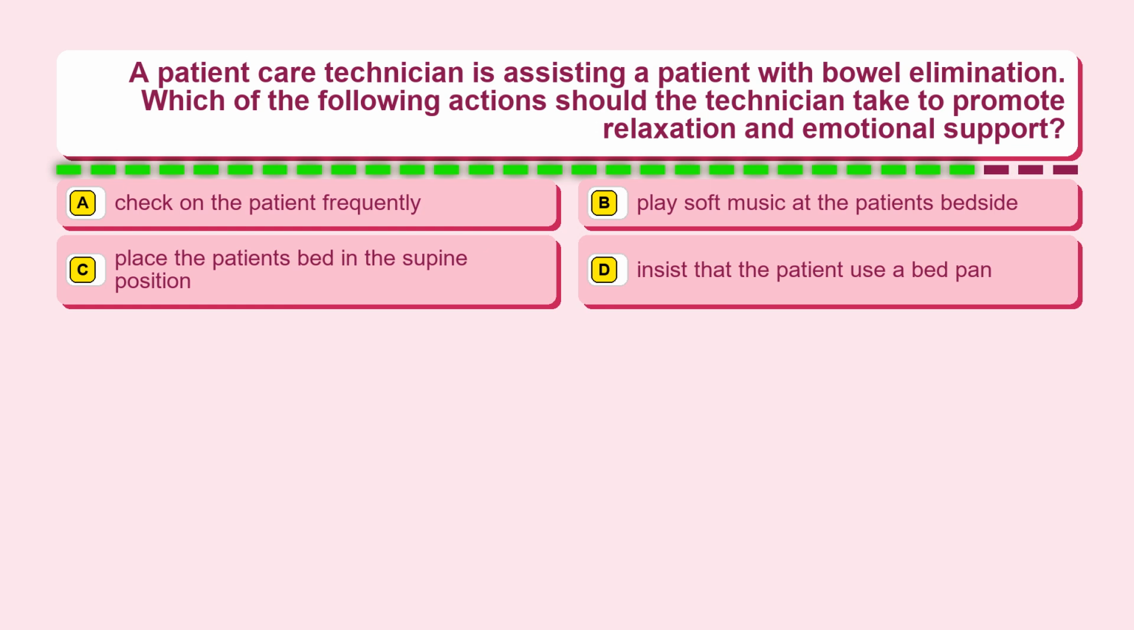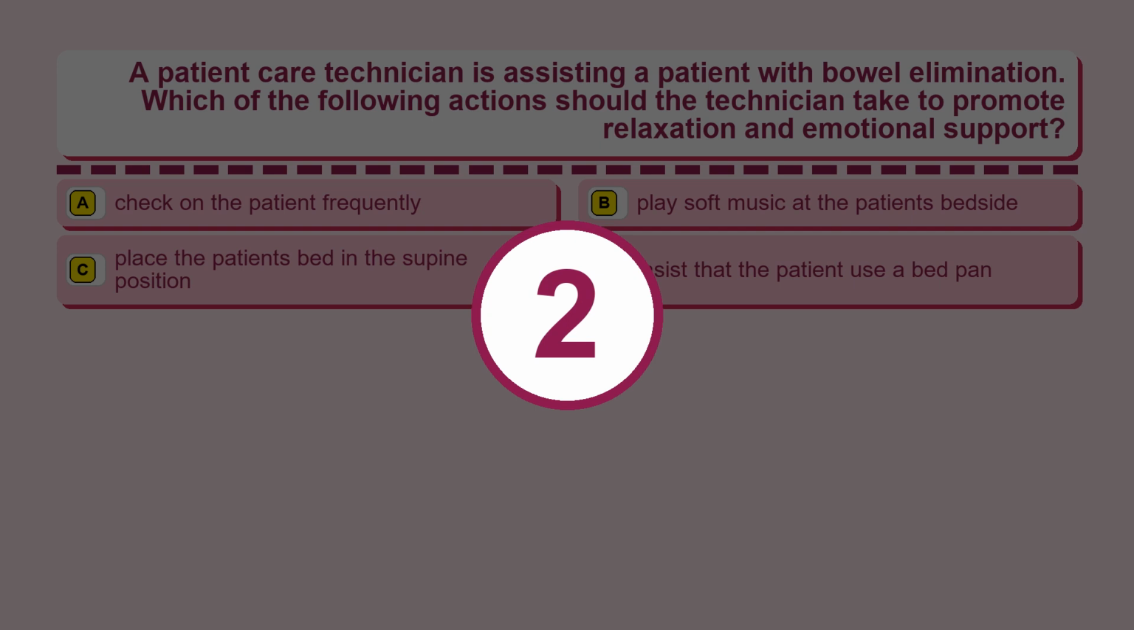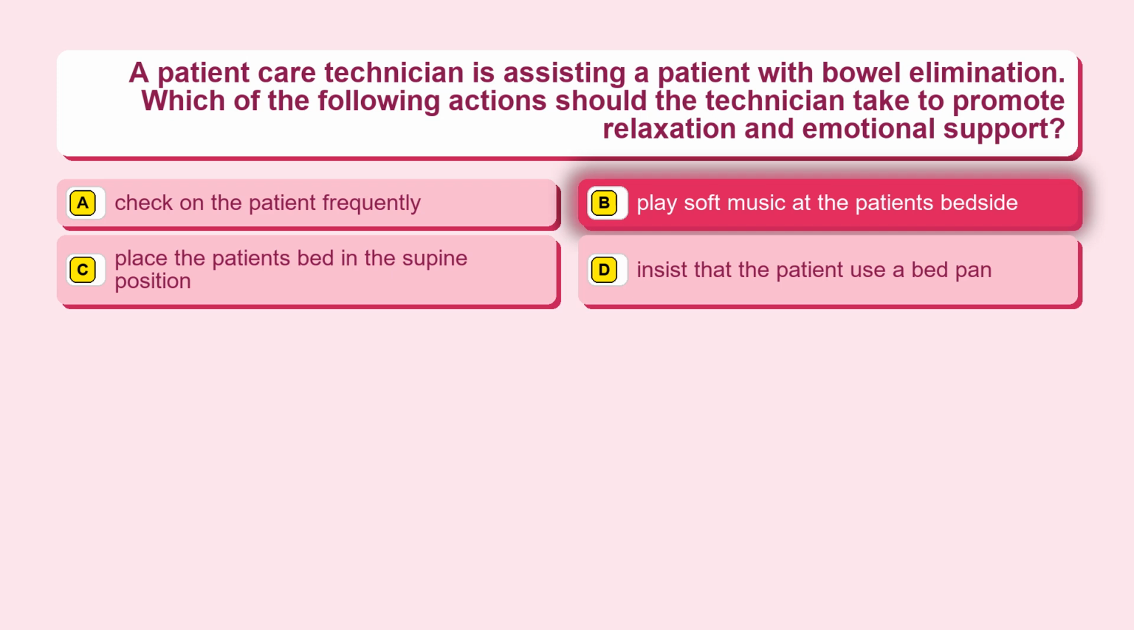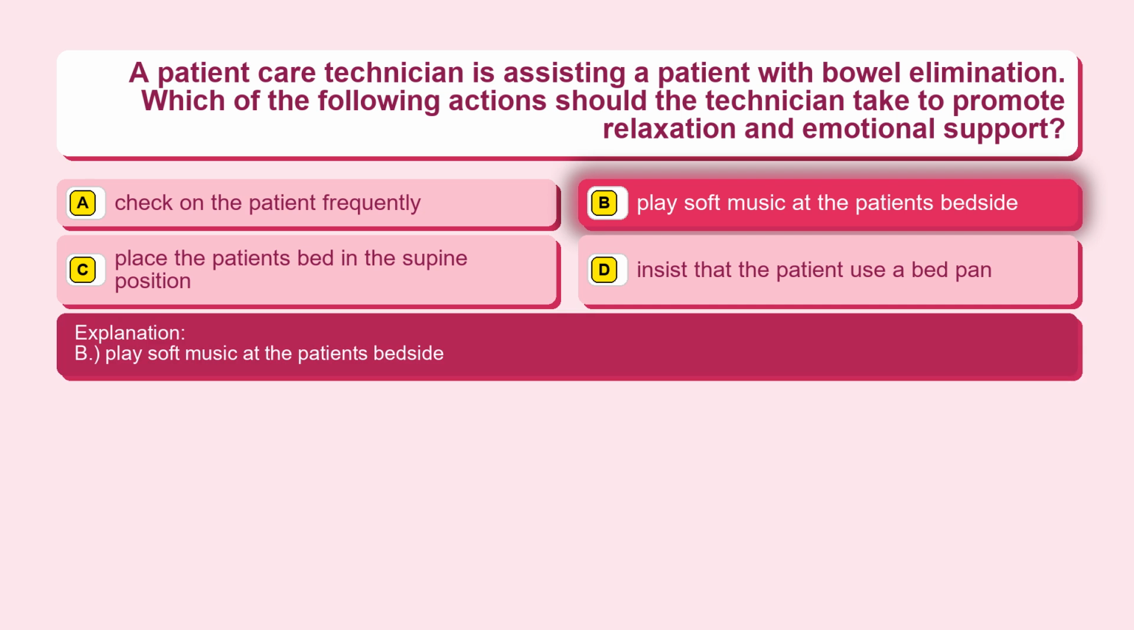Question 62. A patient care technician is assisting a patient with bowel elimination. Which of the following actions should the technician take to promote relaxation and emotional support? Option A, check on the patient frequently. Option B, play soft music at the patient's bedside. Option C, place the patient's bed in the supine position. Option D, insist that the patient use a bedpan. The correct answer is option B, play soft music at the patient's bedside.